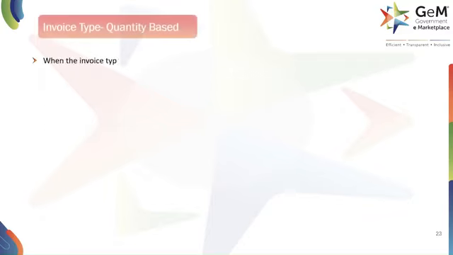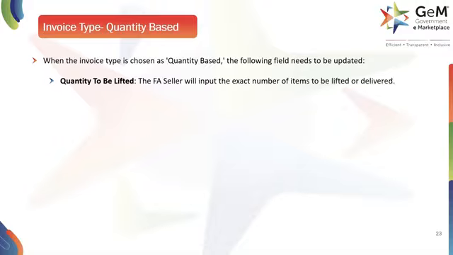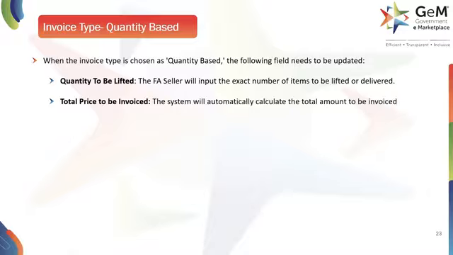When the invoice type is chosen as quantity-based, the following field needs to be updated: quantity to be lifted. The FA seller will input the exact number of items to be lifted or delivered. Total price to be invoiced: the system will automatically calculate the total amount to be invoiced. This calculation is based on the number of quantities specified by the FA seller.